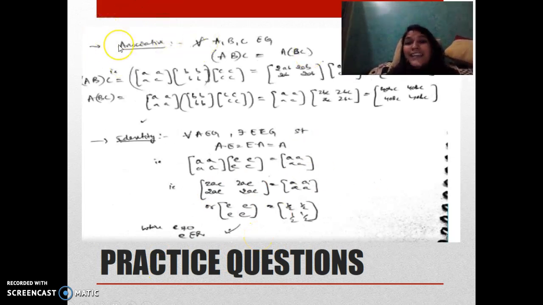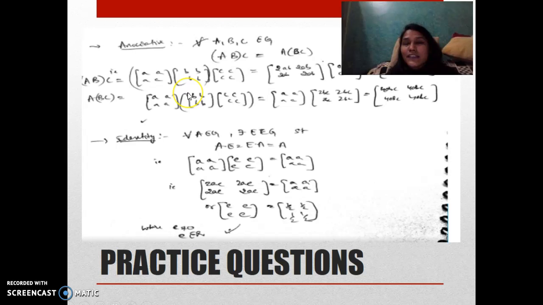Okay, associativity. Since it's a different kind of operation and a different kind of set, you need to prove it. So you need to take now 3 elements, capital A, capital B, capital C, and prove that (A dot B) dot C comes out equal to A dot (B dot C). Okay, so here you can see that it will become something like this, and finally you get the same answer. So associativity is also satisfied.